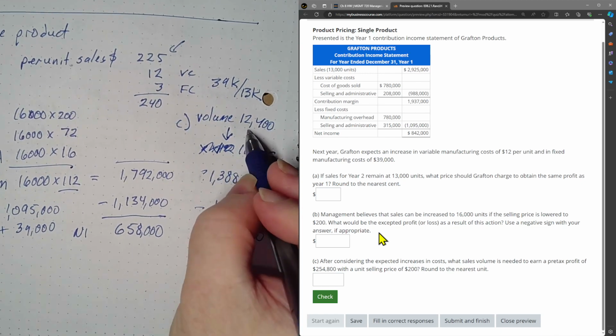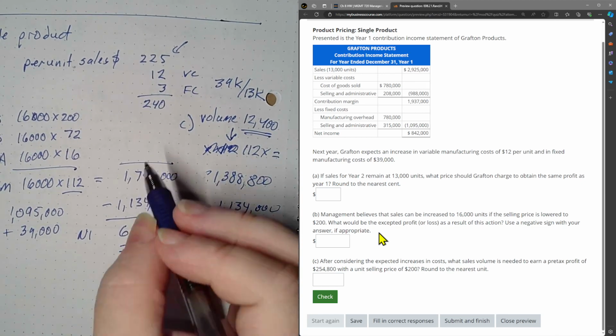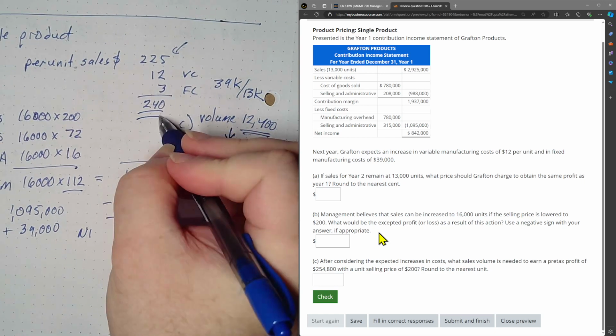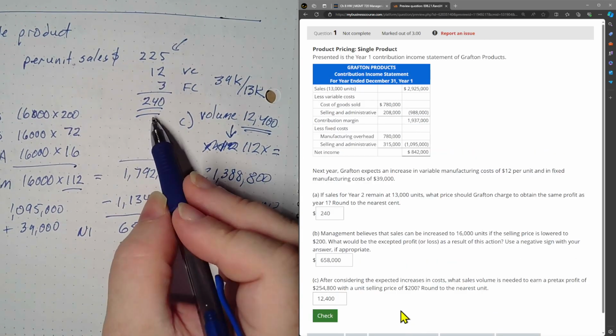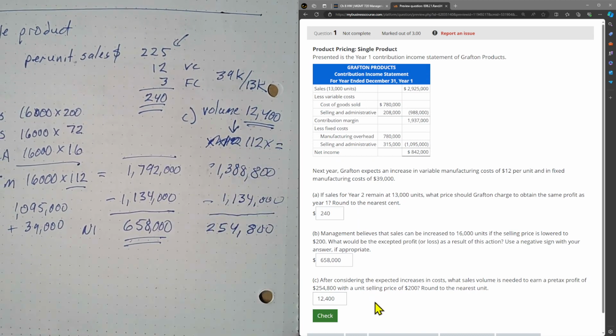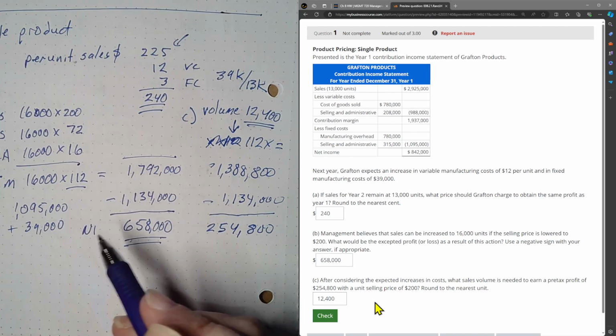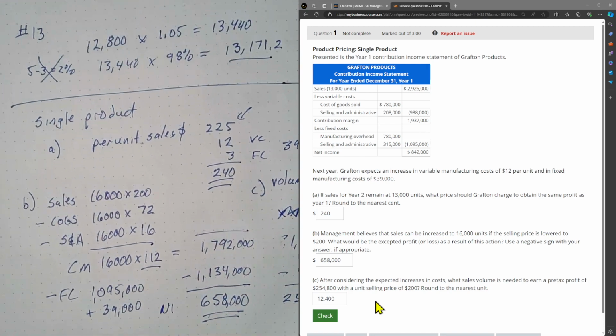So these are the answers: 12,400, 658,000, and 240. 240, 658,000, 12,400. So that one's a little more involved, but actually it's a pretty useful exercise. I like this one.